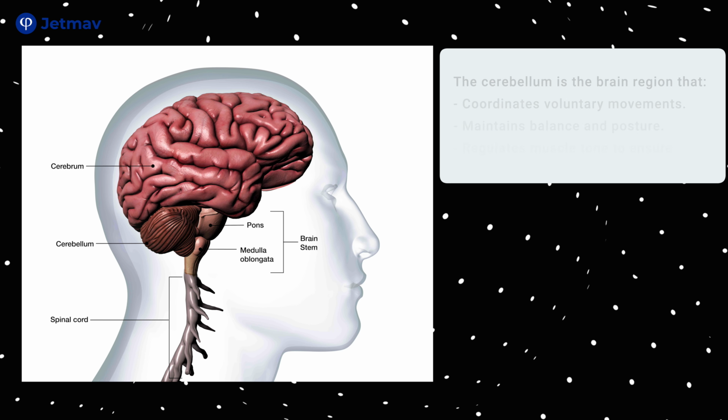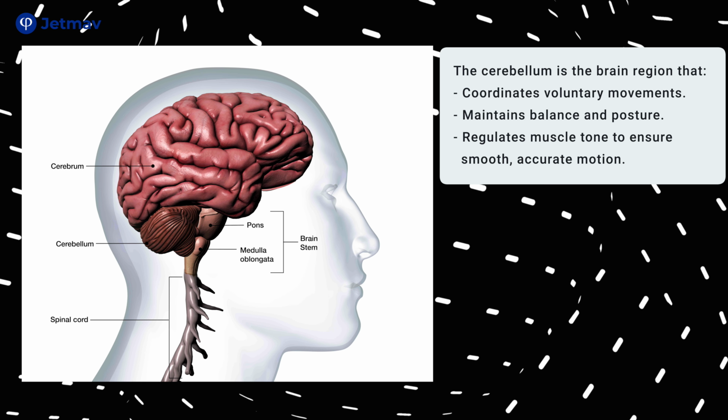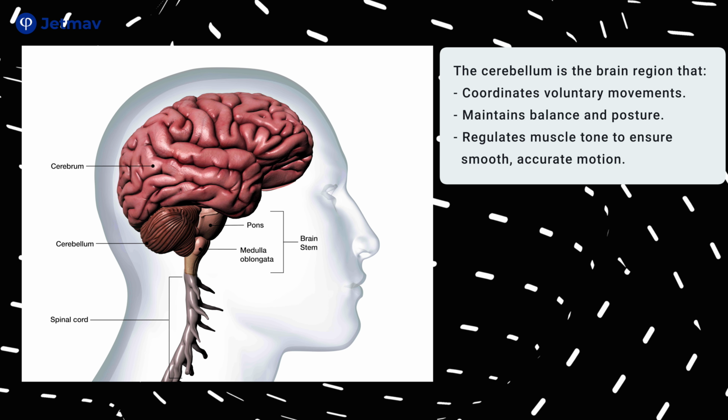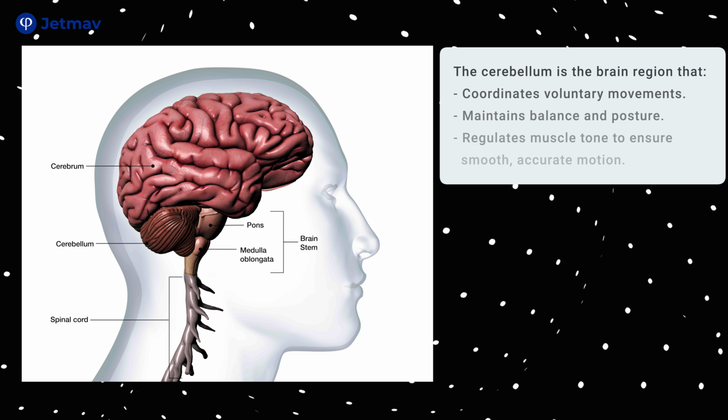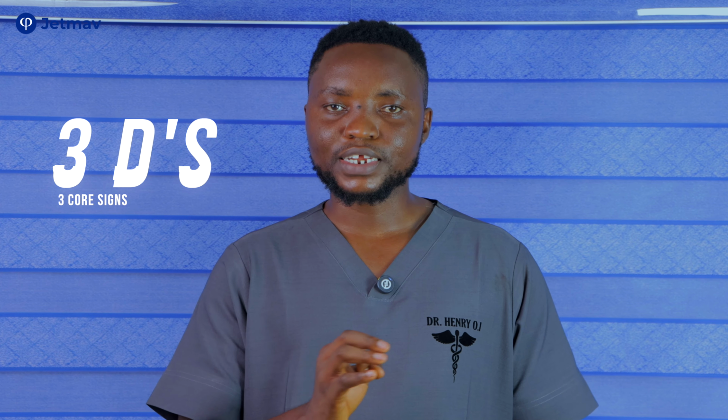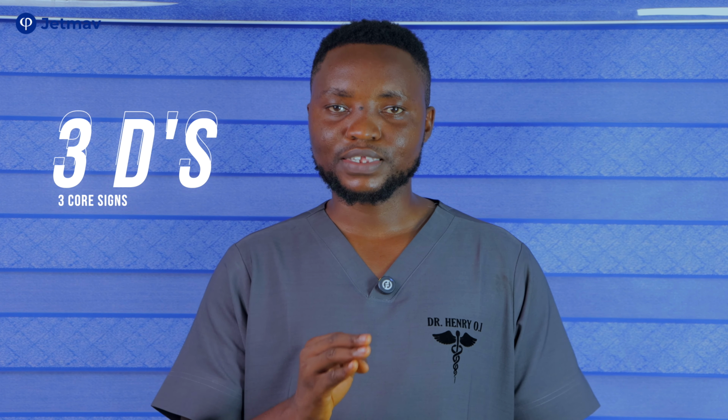Now, the cerebellum is the part of the brain that coordinates voluntary movements. It also helps to maintain balance and posture, and it also helps to regulate muscle tone to ensure smooth and accurate motion. So any lesion to the cerebellum can affect any of these functions, and this will lead to some of the classical signs we will see. In fact, we'll call it the 3Ds, or the 3 core signs you will see in cerebellar lesions.